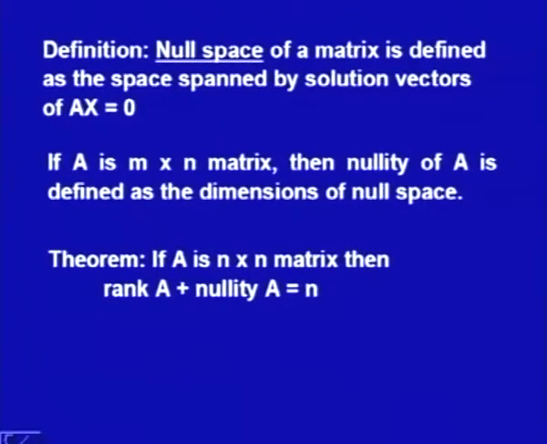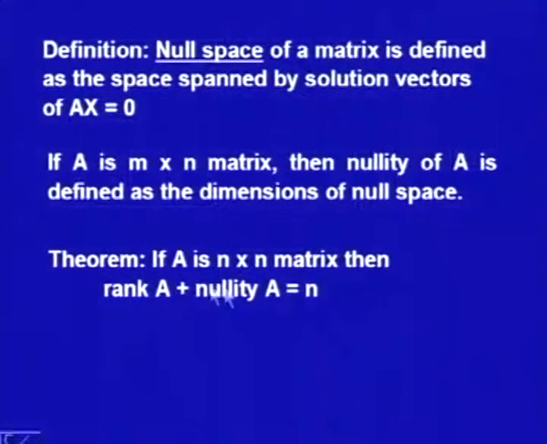Now, on the basis of this, we can say that if A is an m by n matrix, then rank A plus nullity A is equal to n. Actually, this result we have already established when we have a linear transformation T. But since we have already established the association between the linear transformation T and the matrix A, we have a similar result for the matrix A. The only difference is that A is an n by n matrix. So, if we have an n by n matrix, then rank A plus nullity A is equal to n.